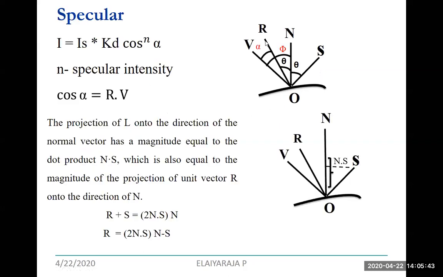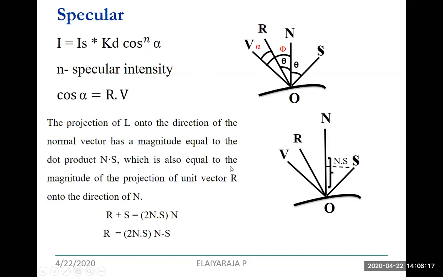Next, with respect to specular, how are we going to calculate the specular intensity value? It is the coefficient of the specular intensity times cos alpha to the power n. Here the cos alpha value you calculate as the dot product of the reflection vector and the viewer vector.